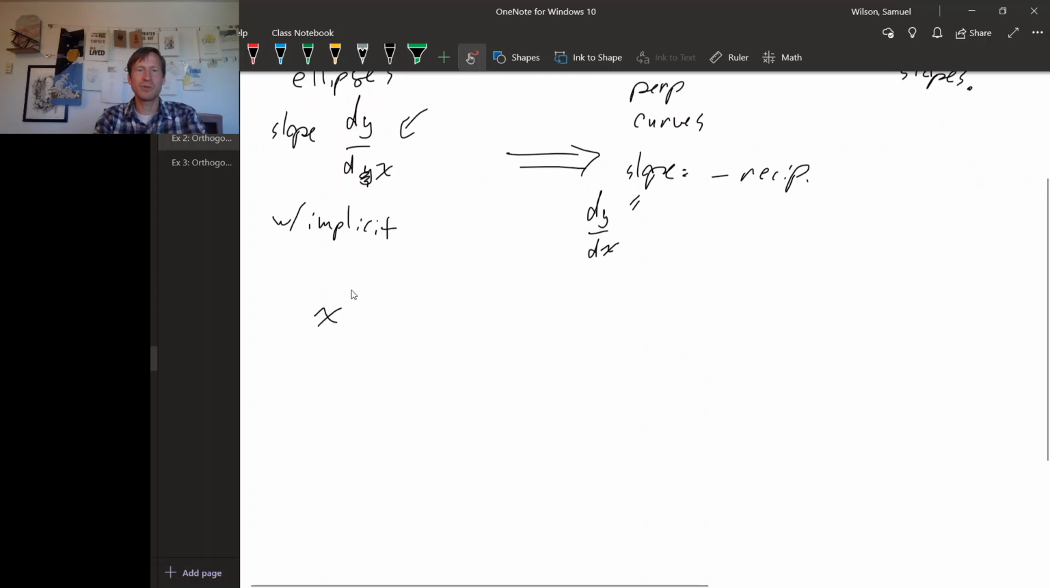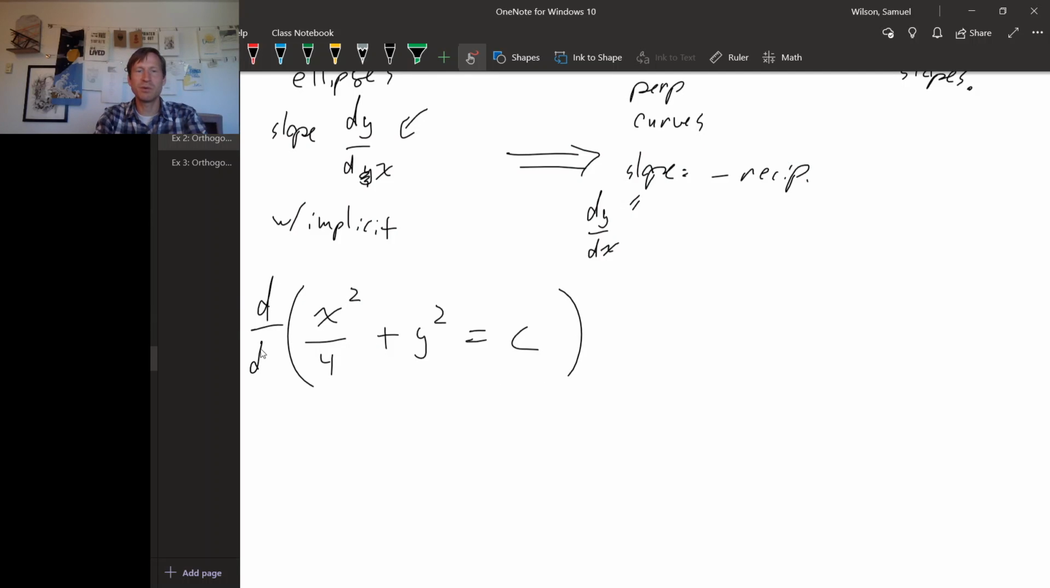So we're going to start with our equation for the ellipses: x squared over 4 plus y squared equals some constant. Now remember, to do implicit differentiation, what you do is just take the derivative of both sides with respect to your independent variable, which is x. On the left-hand side, the derivative of x squared over 4 is x over 2.